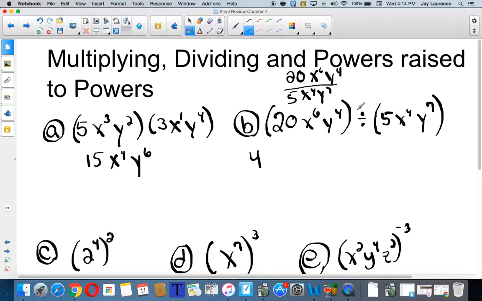X to the 6th divided by x to the 4th. Well, I think there's going to be 2 x's left over after they cancel. I'll have an x squared. Now this one's tricky. I'm going to get a y to the 4th divided by a y to the 7th. Subtracting exponents is going to get me y to the negative 3rd.